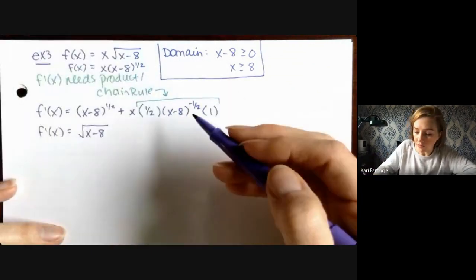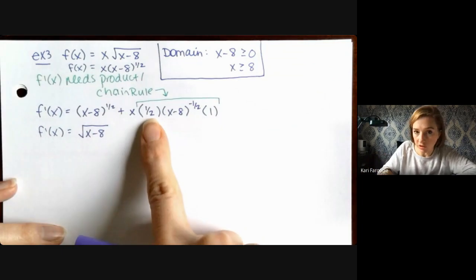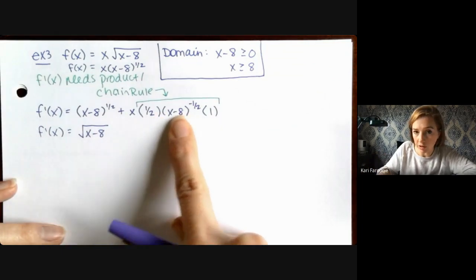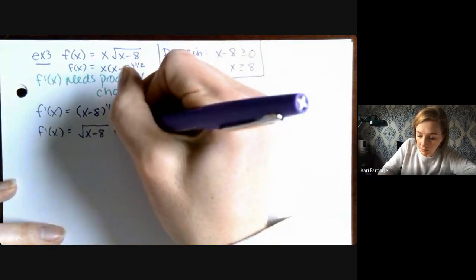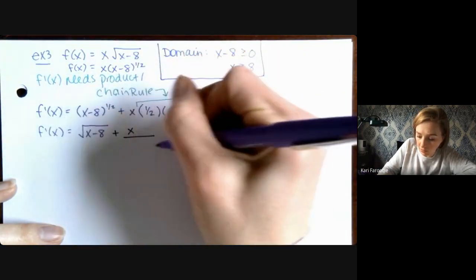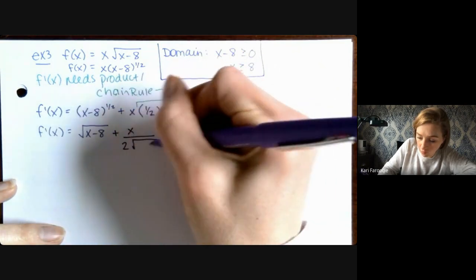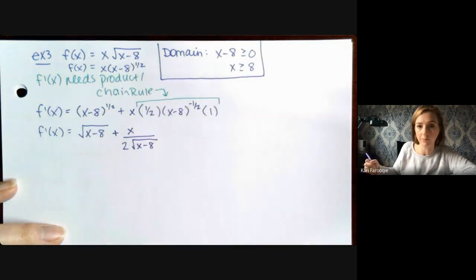I'm going to just simplify this a little bit. The 2 is going to go into the denominator. The x will stay in the numerator, and the negative exponent, I'm going to move into the denominator as a positive exponent. So I've got x divided by twice the square root of x minus 8.